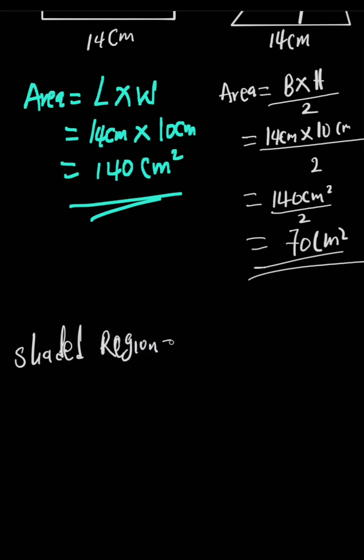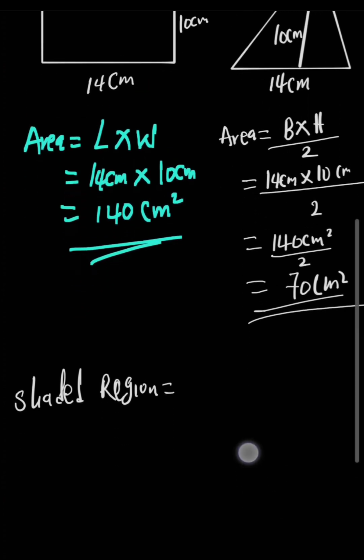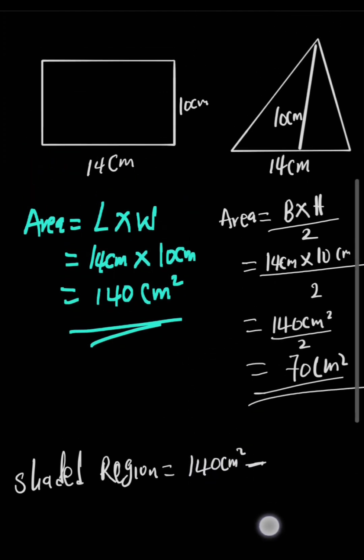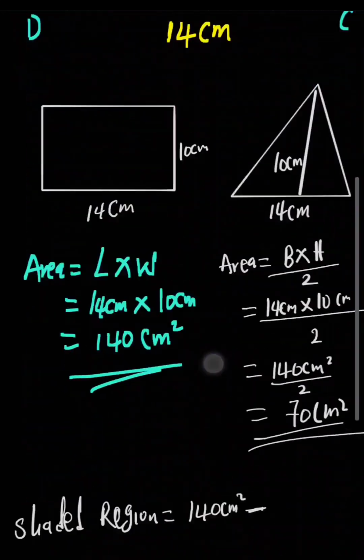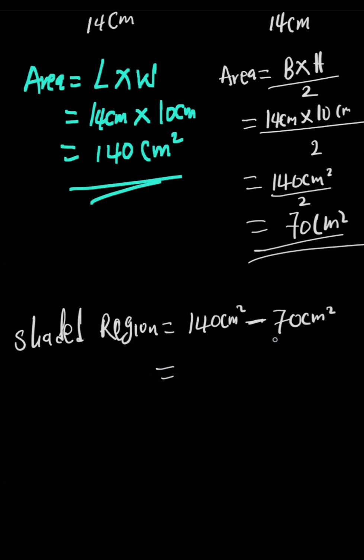The shaded region is going to be equal to the area of the outer shape, which is the area of the rectangle, 140 centimeter square. Then we take their difference, minus the area of the inner shape, which is this triangle, and we found the area to be 70 centimeter square. So when we take away 70 centimeter square from 140 centimeter square, it is going to be 70 centimeter square.